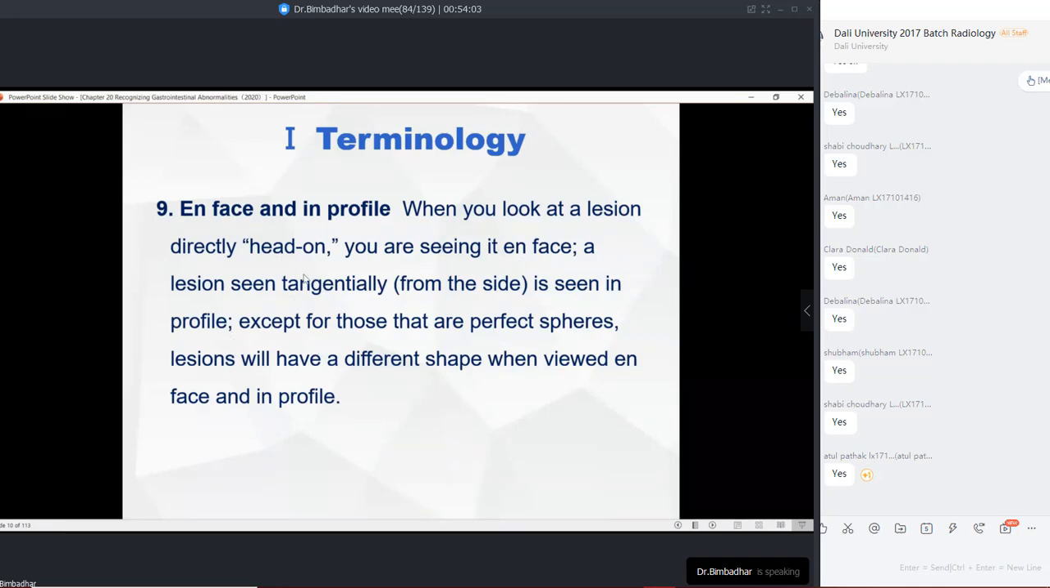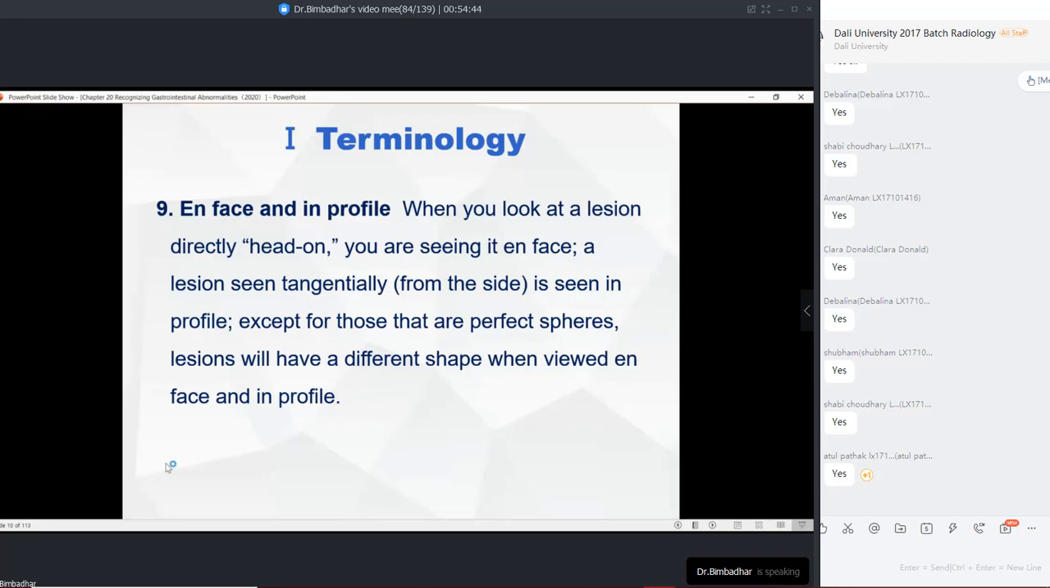But when you look at the lesion tangentially, from the side, that is a profile view. Do you remember the image we just saw with the ulcer? I changed my view from side to face so that I can see the complete circumference of the ulcer. But when I look at it from the side, I use an in profile view. Except for perfect spheres, these lesions will have a different shape when viewed en face and in profile.